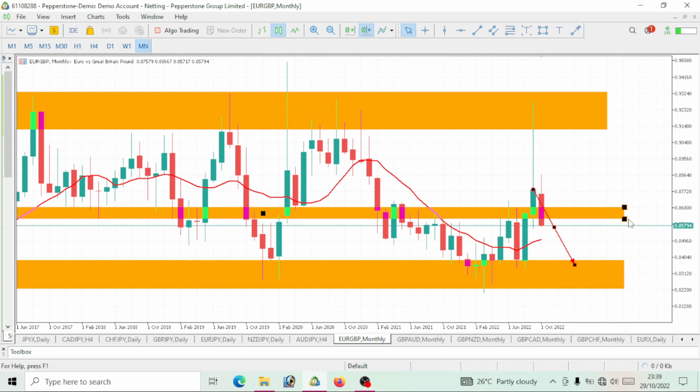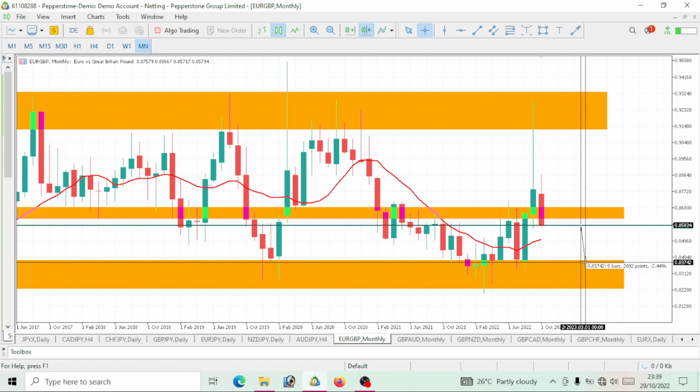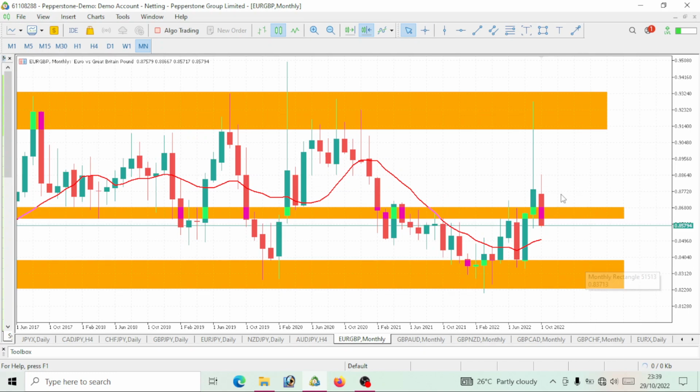At least for the price to get to our support level on this monthly time frame, we still have close to 200 pips to be made. So possibly we should be able to grab it this week or next week. Within 2 weeks time, we should be able to grab 200 pips bearish move on our euro GBP.